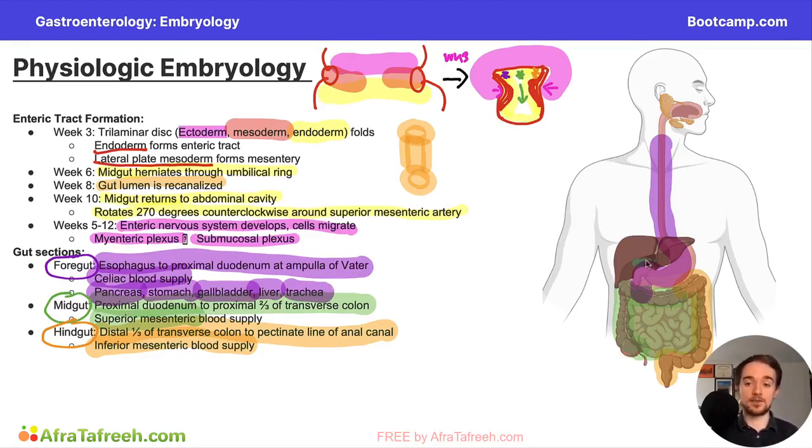Then our midgut is going to go on to form the majority of our small intestines, all the way through to 2/3 of the way through our transverse colon, and our final section is going to be our hindgut, which makes up the distal third of the transverse colon, and then the rest of the colon through to the pectinate line of the anal canal.